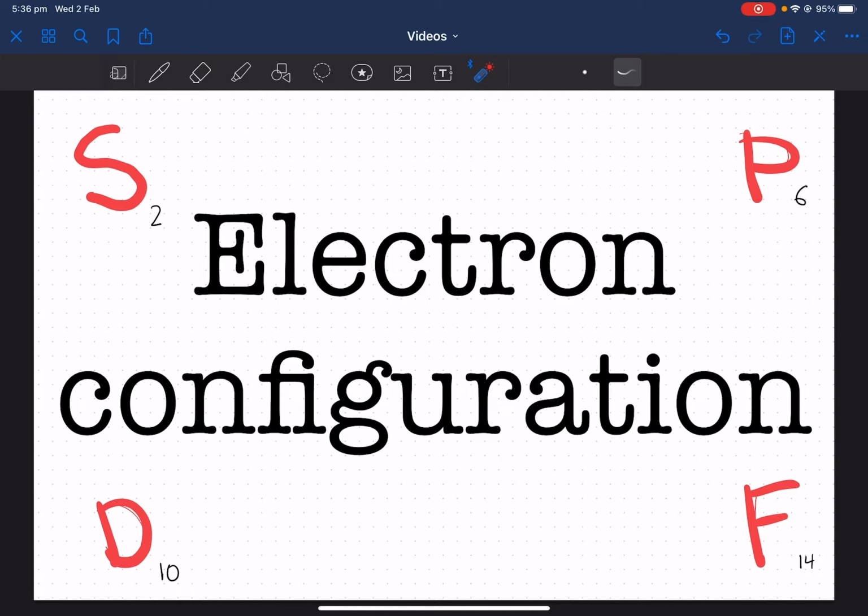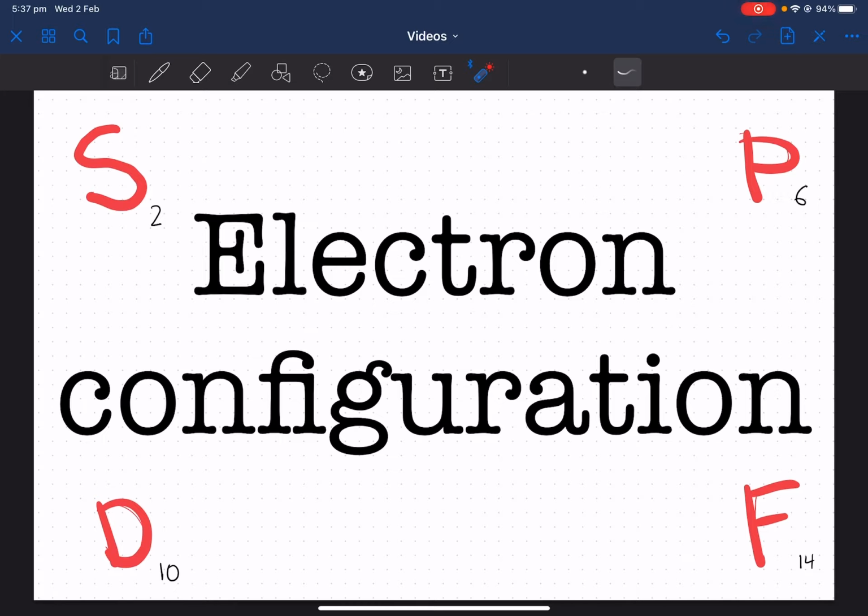S is going to happen at every single shell. So shell 1 is going to have a 1s, shell 2 is going to have a 2s, shell 3, 3s, and so on. P is similar, but it starts at 2, so we'll have 2p, 3p, 4p, 5p, and so on. D is very similar as well, but D starts at 3: 3d, 4d, and so on. And F starts at 4, so 4f, 5f.